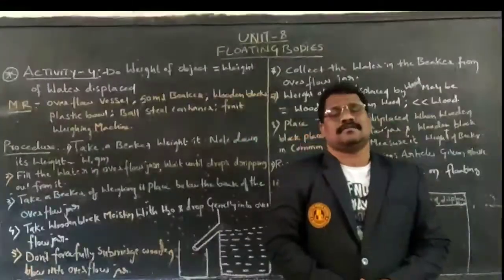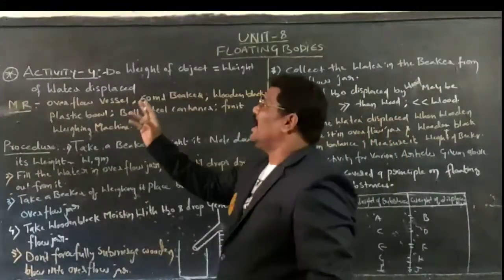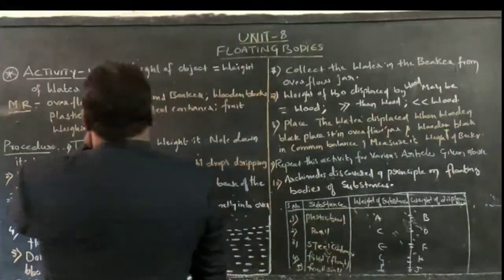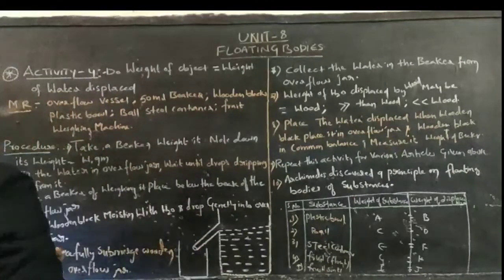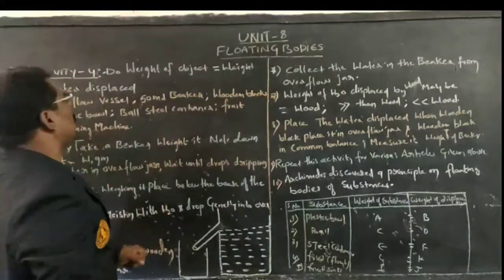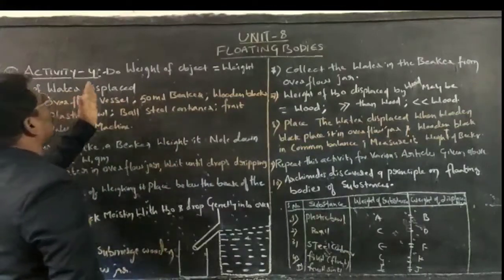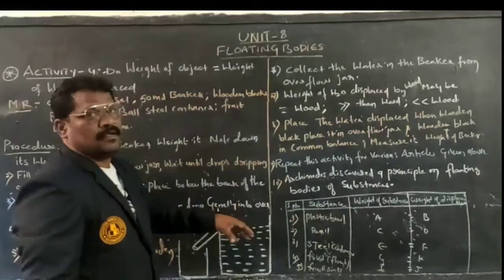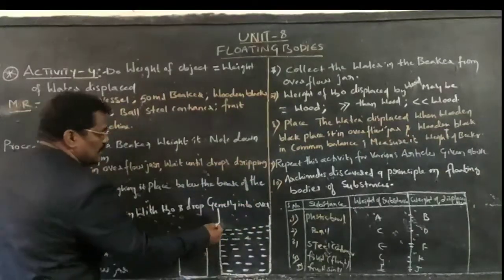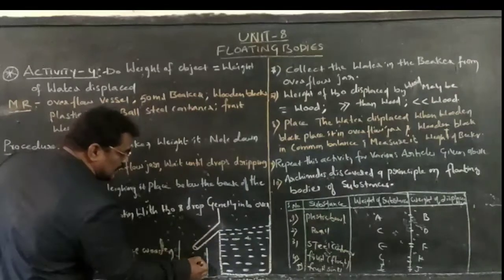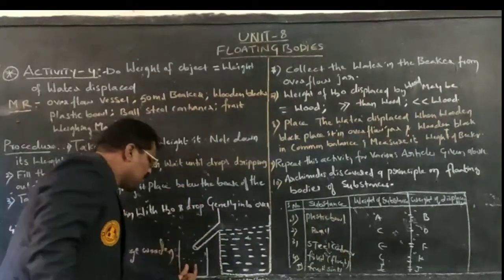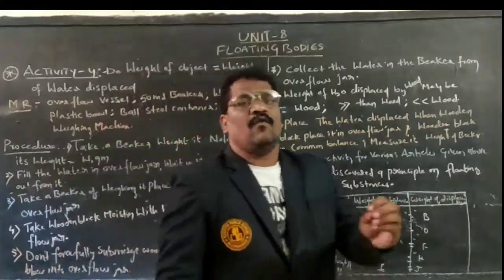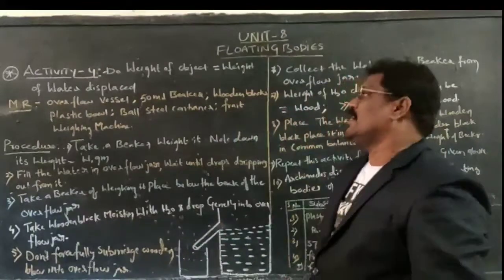Within this particular class, we are going to discuss activity 4. What information does this activity 4 give? It gives information about whether the weight of an object will be equal to that of the water displaced when I place an object in an overflow jar. So what happens there? The water will be collected in another jar, a beaker. Will the weight of the water displaced be equal to the weight of the object or not? We are going to perform that activity now.